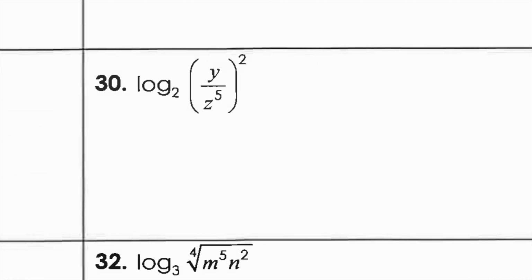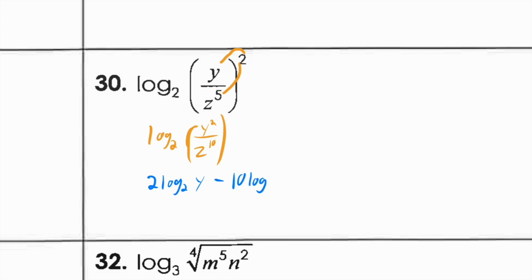On number 30, I'll do the same thing where I have this exponent outside and I distribute to each exponent inside, giving me log base 2 of y squared over z to the 10th. And now as I separate this into two separate logs, 2 times log base 2 of y minus 10 times log base 2 of z.